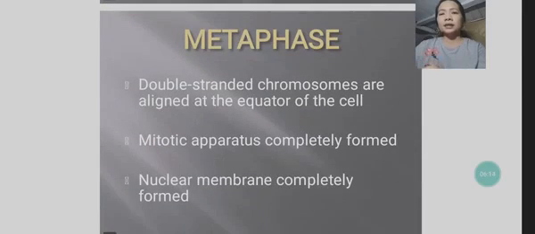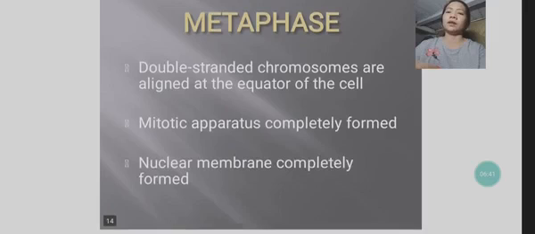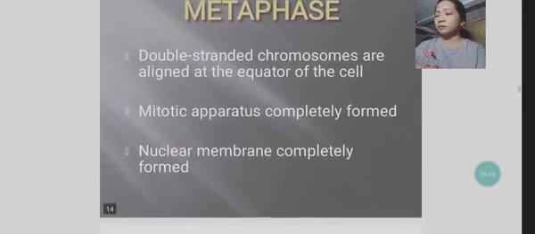Okay, next is the metaphase. In metaphase, double-stranded chromosomes are aligned at the equator of the cell. The mitotic apparatus is completely formed, and the nuclear membrane is completely formed. In this stage, the microtubules start pulling the chromosomes with equal force, and the chromosomes end up in the middle of the cell. They end up in the equator line in the metaphase.